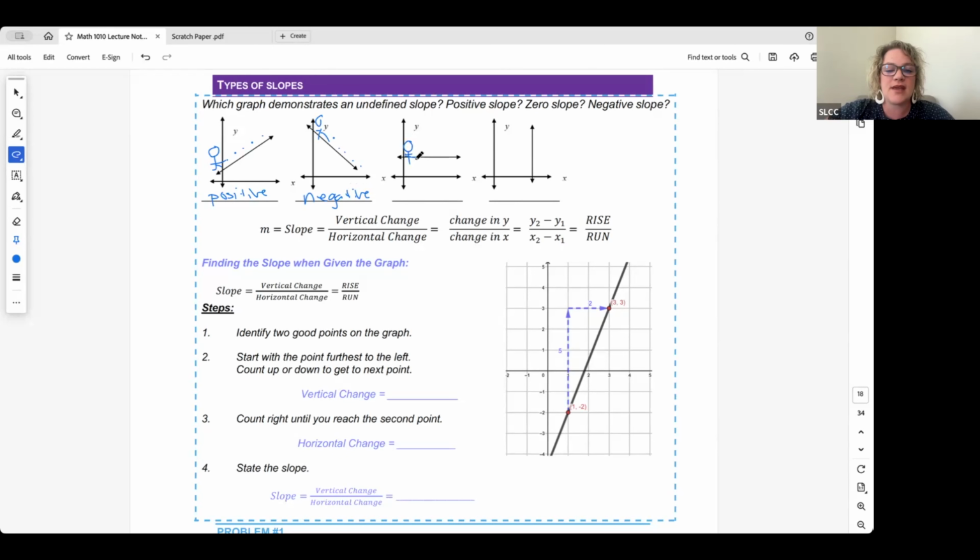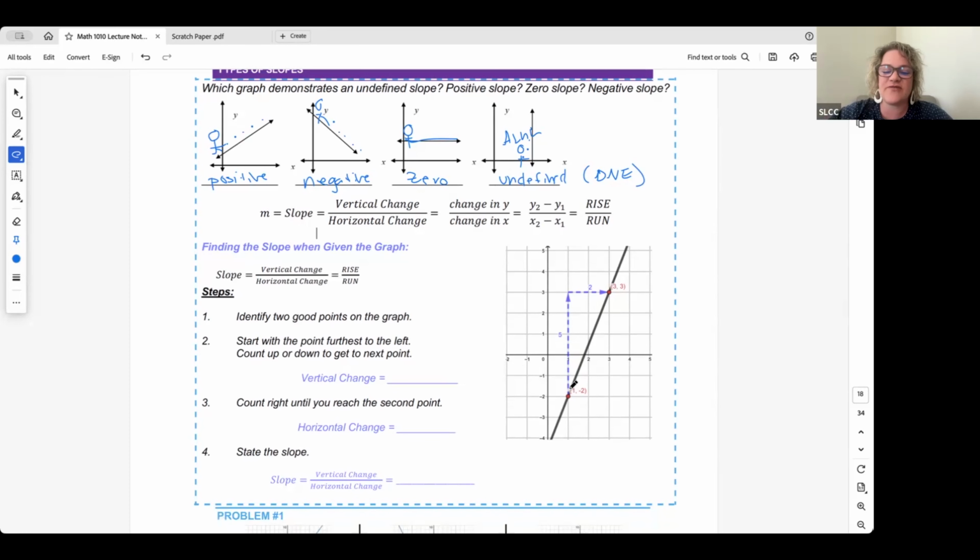This person is shuffling right along, not moving up or down, just shuffling straight forward. This represents a 0 slope. And this person, unless he's Spider-Man, is falling off. He cannot walk straight up the edge of a building. So this is an undefined slope. Undefined or DNE, does not exist.